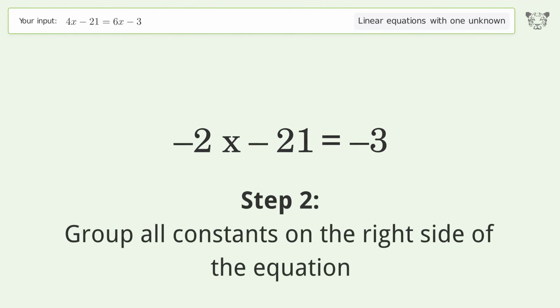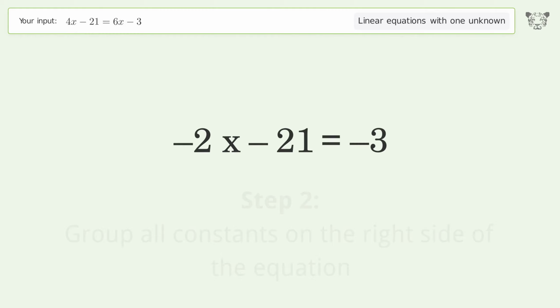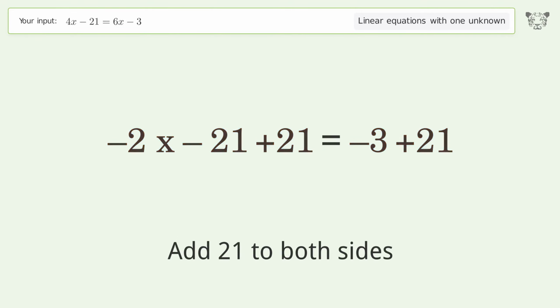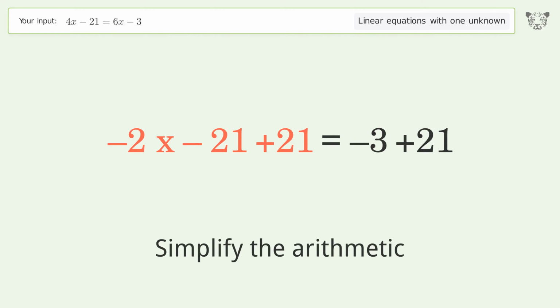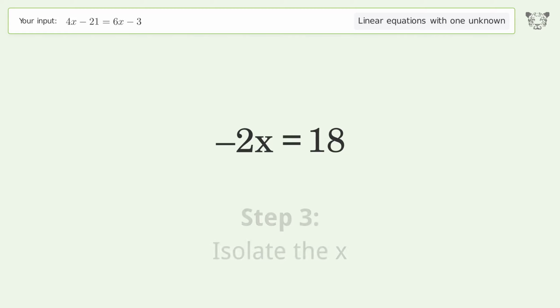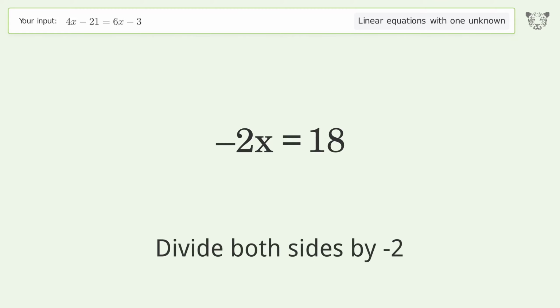Group all constants on the right side of the equation. Add 21 to both sides. Simplify the arithmetic. Isolate the x. Divide both sides by -2.